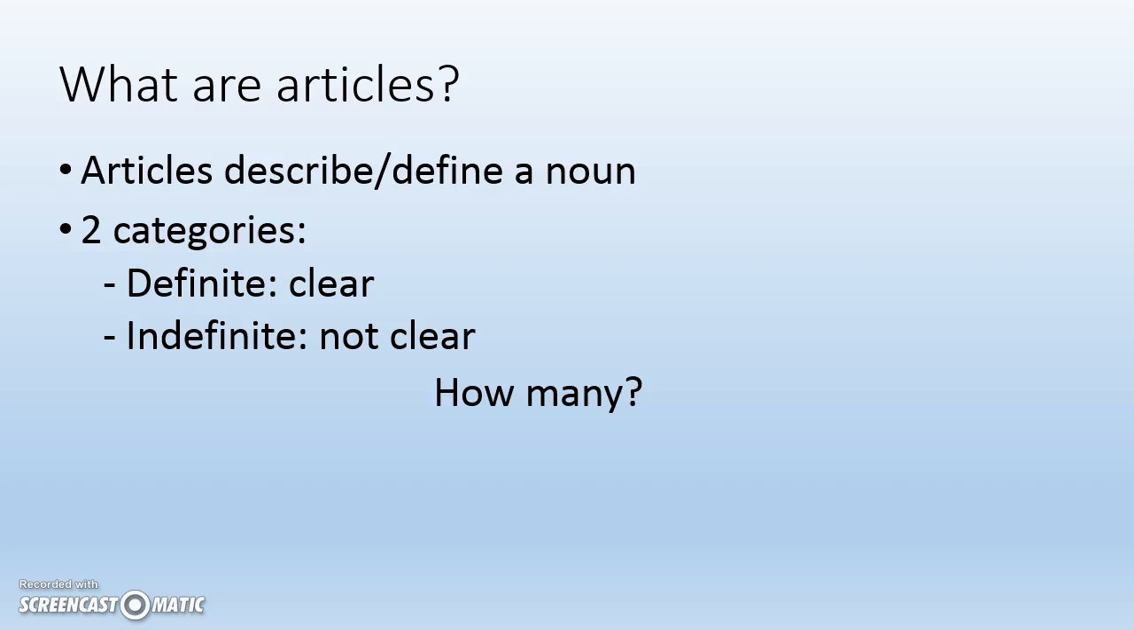How many articles are there? There are three different articles: the, an, and a, which are grouped together as one, and some.